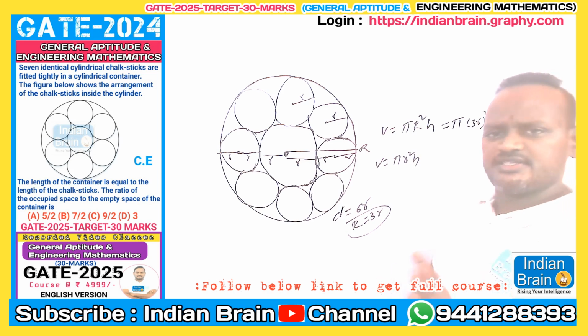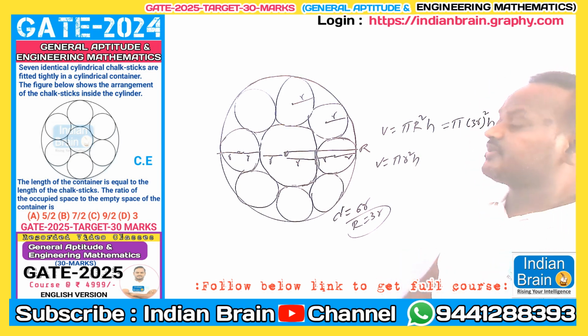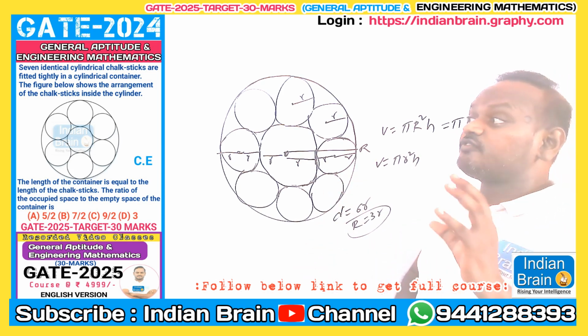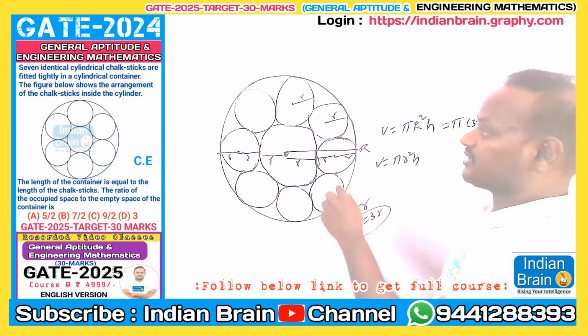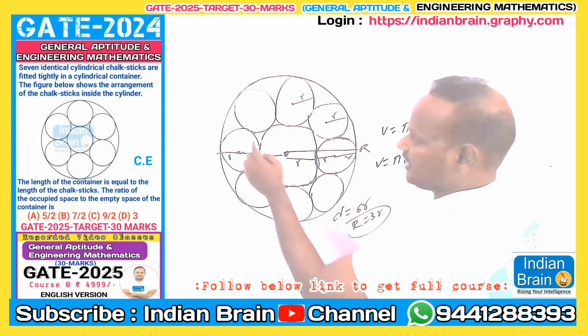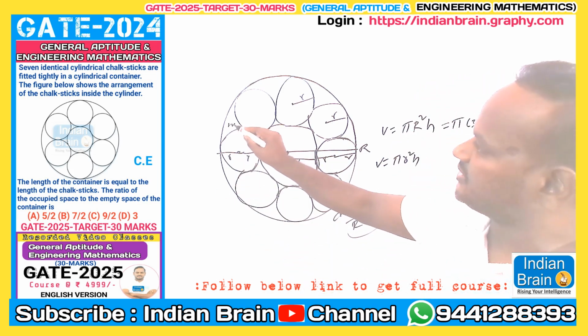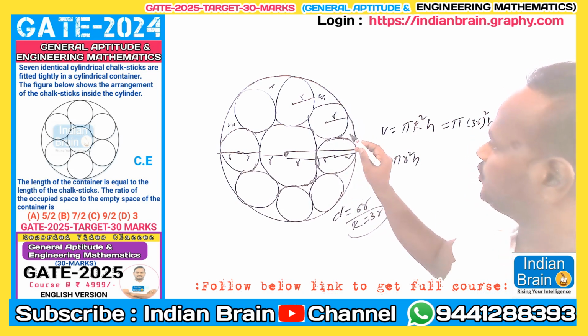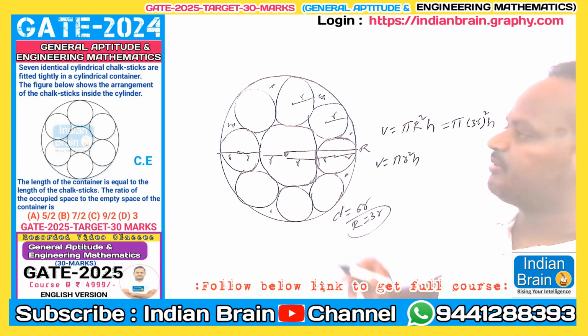This is the basic theory we have, but what we actually need to find is the ratio of the occupied space to the empty space. Occupied space means what? These values only. I don't want this empty place. How to eliminate this empty place is my perception.